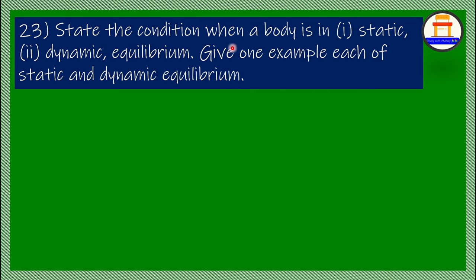Next, state the condition when a body is in static and dynamic equilibrium. Give one example each of static and dynamic equilibrium. We have explained this in depth about static and dynamic equilibrium. Before answering this question, go back, watch that video, and then come back to this. It's already uploaded in the playlist.